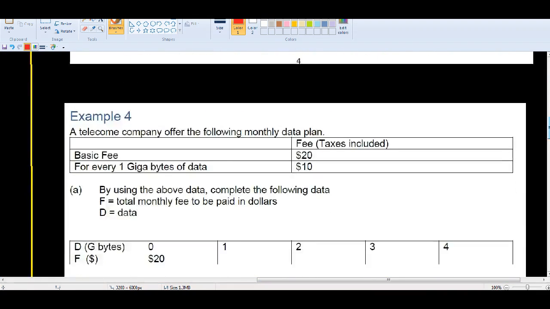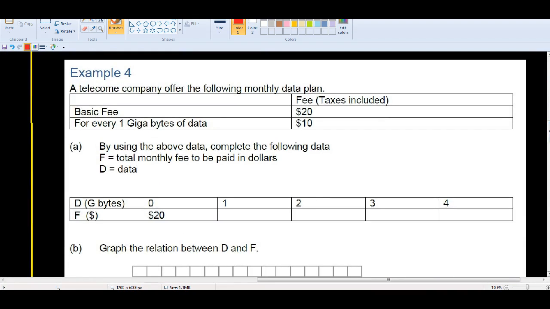Okay, let's move to problem solving. Why do we need to learn linear relation, not just direct proportion? Direct proportion is just one special type of linear relation in which the two variables are always in a constant rate or ratio, like what we have learned in the last lesson.